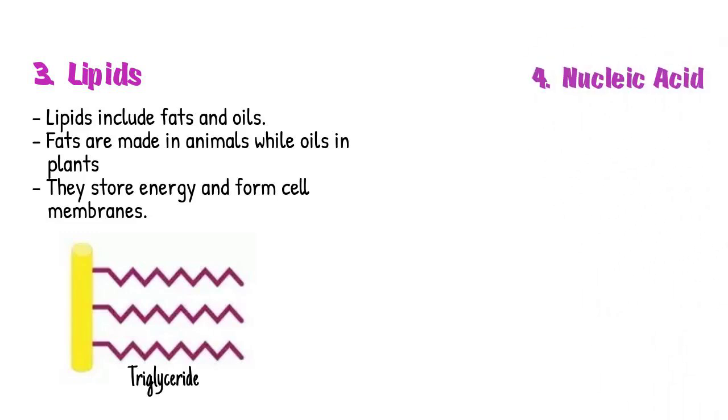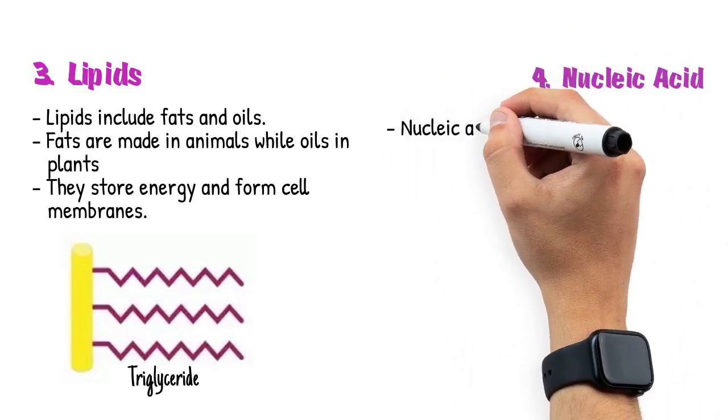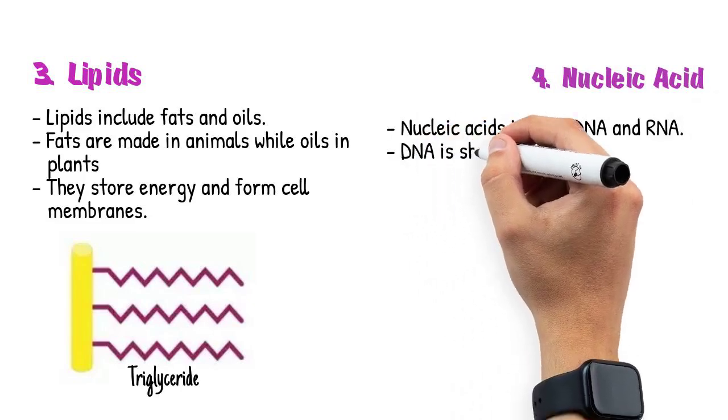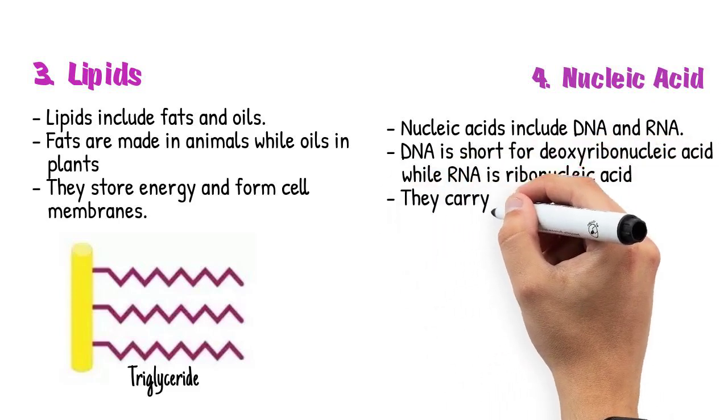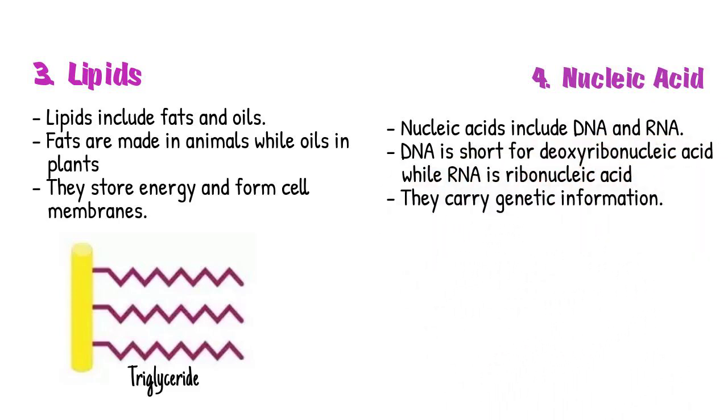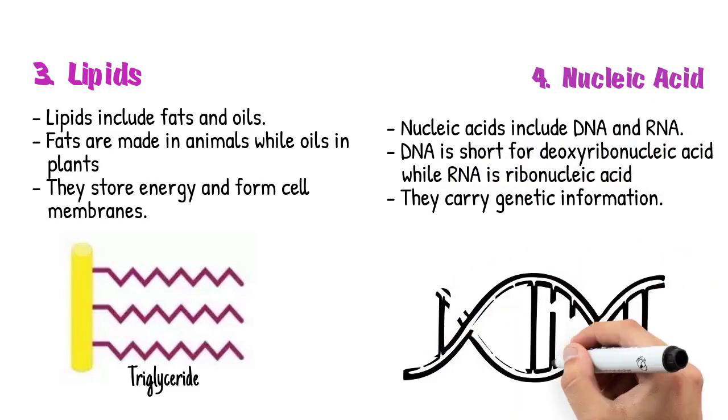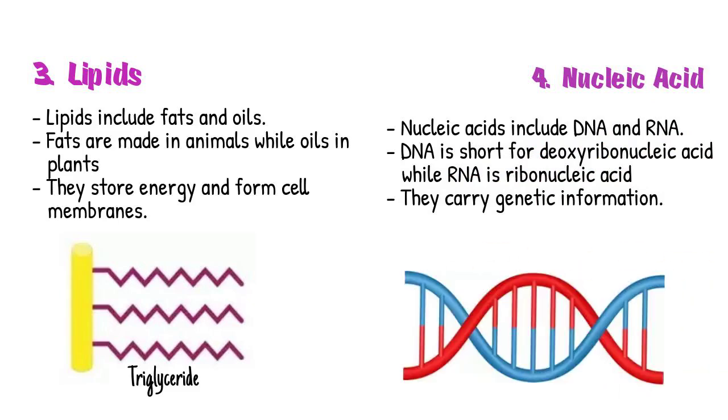The final molecule is nucleic acid. Nucleic acids include DNA and RNA. DNA is short for deoxyribonucleic acid, while RNA is ribonucleic acid. They carry genetic information. DNA has a double helix structure.